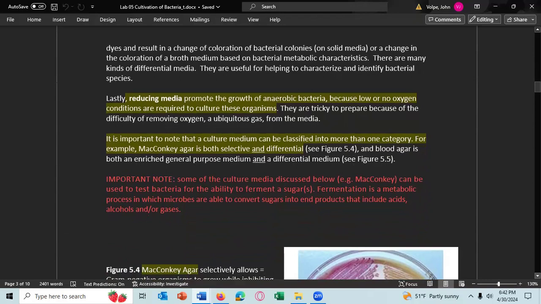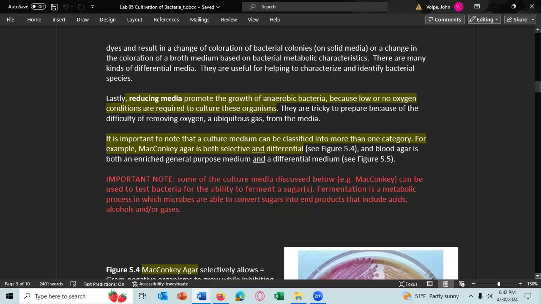Lastly, there is a reducing media. And these media are for promoting the growth of anaerobic bacteria because low or no oxygen conditions are required for these organisms to grow. So you need a reducing media to grow these organisms. You can also call that an anaerobic media.